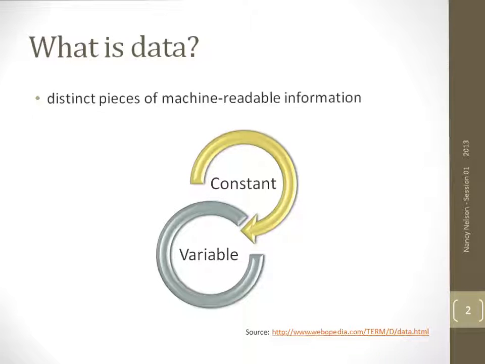So a variable, for example, might be the temperature in the room. It might be the number of people that have come into a venue, where a constant might be things like pi or the maximum number of people that could come into a room.